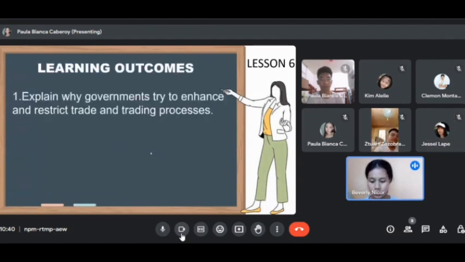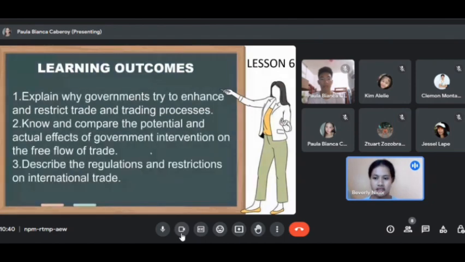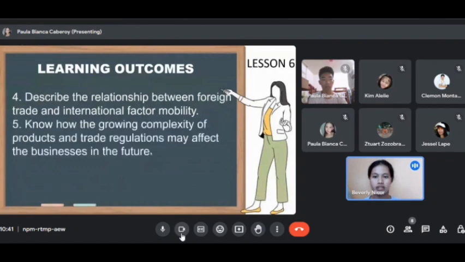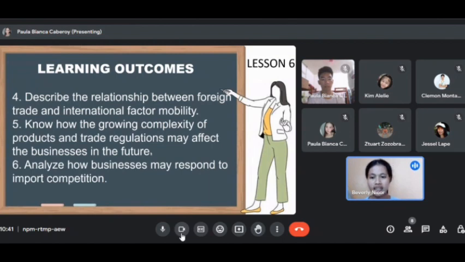At the end of this lesson, you will be learning why governments try to enhance and restrict trade and trading processes, know and compare the potential and actual effects of government intervention on the free flow of trade, describe the regulations and restrictions in international trade, describe the relationship between foreign trade and international factor mobility, know how the growing complexity of products and trade regulations may affect the business in the future, and analyze how businesses may respond to import competition.